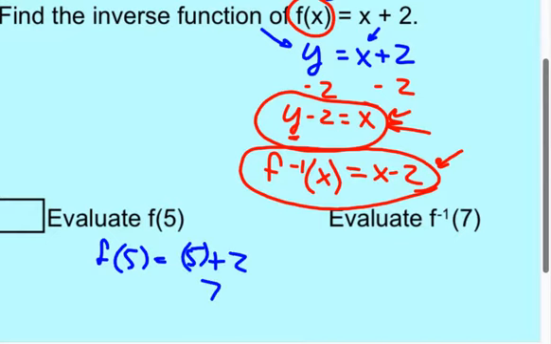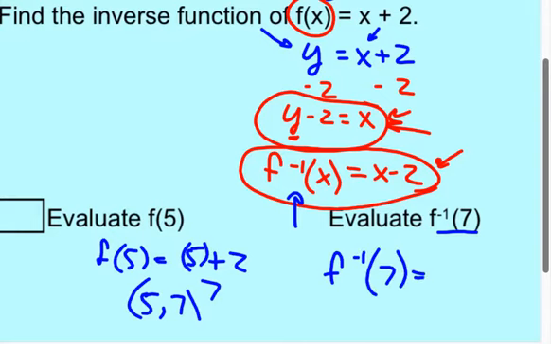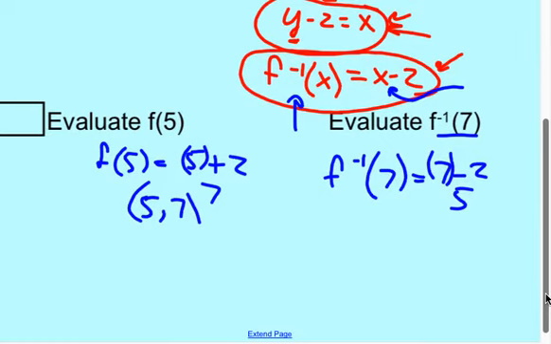So basically they're saying when you plug 5 in for x, you get 7 for y. Now in the inverse function, they want us to plug in 7. So when I do that, f inverse of 7, I get 7 minus 2, plugging 7 in for x right here, that equals 5. So that ordered pair, when I plug in 7, I get 5. And if you can see this, they're inverses of each other. So that's the inverse function.